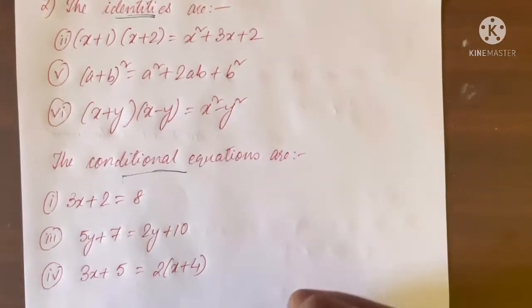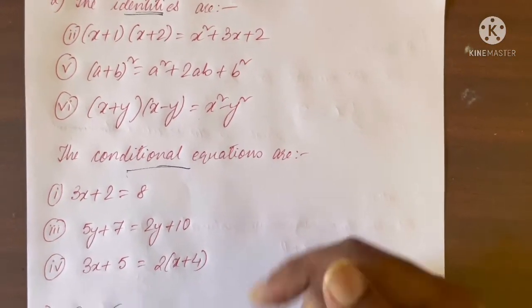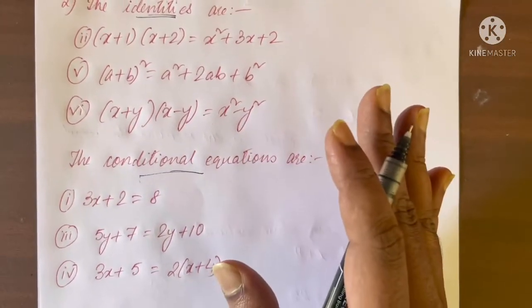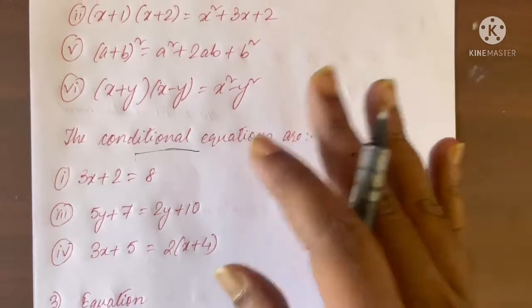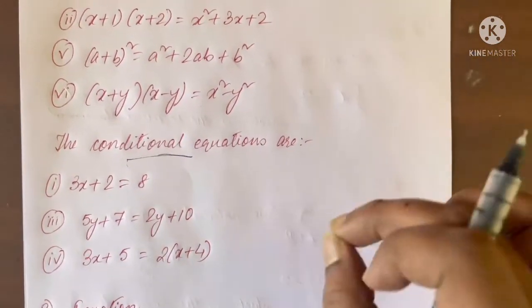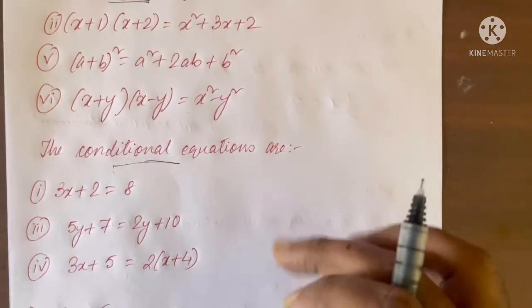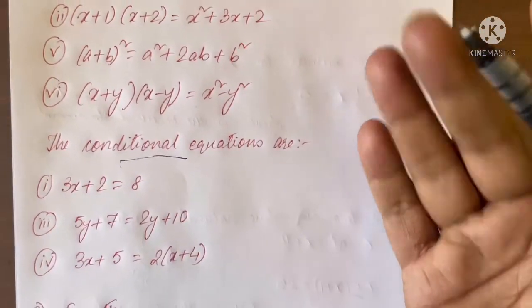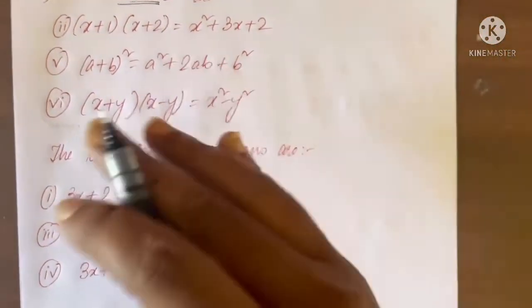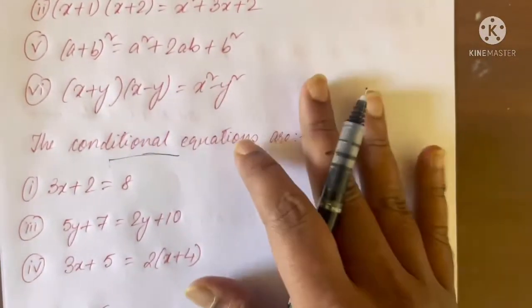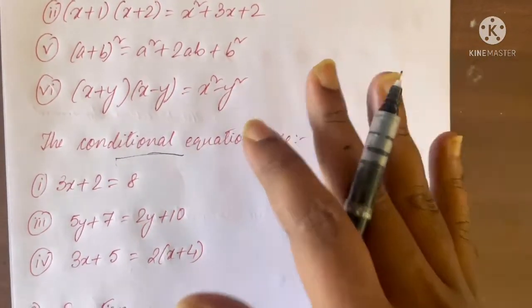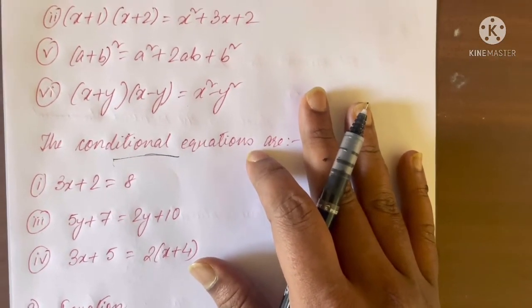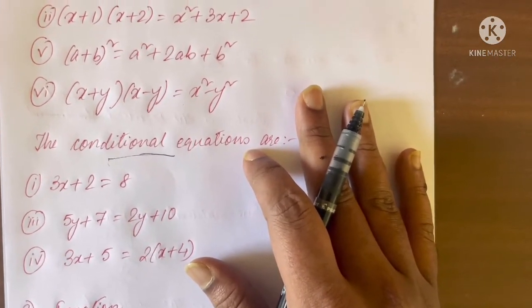Now why do we call them identities? See, if you are given an equation and the value of x is impossible to find, these types of equations are called identities. And if you are given an equation from which you can find the value of the variable, it can be x or any other variable, then these are called conditional equations. If you can't find the value of the variable, then these are identities.